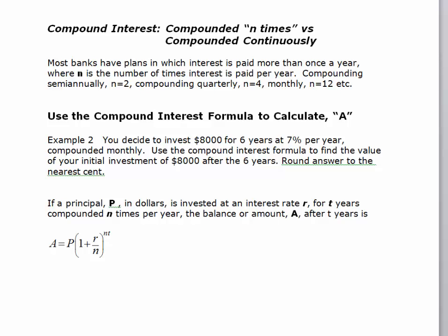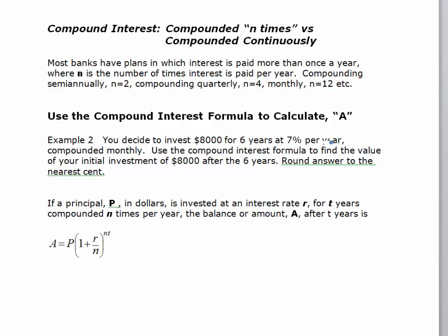Monthly, n equals 12, etc. So we're going to use a compound interest formula to calculate A, which is the amount after time. And so here's the example. It says you decide to invest $8,000 for 6 years at 7% per year, compounded monthly. Use the compound interest formula to find the value of your initial investment after the 6 years and round your answer to the nearest cent.